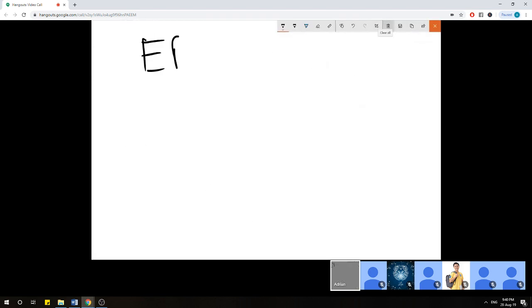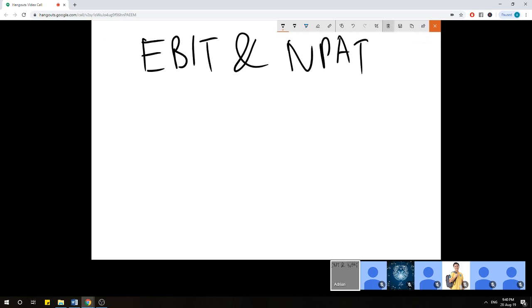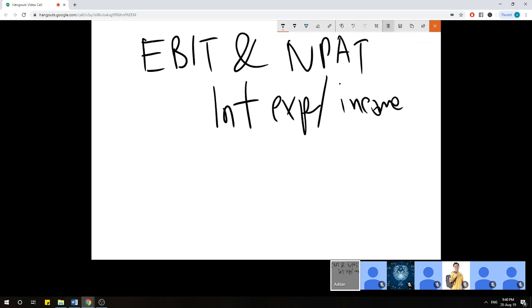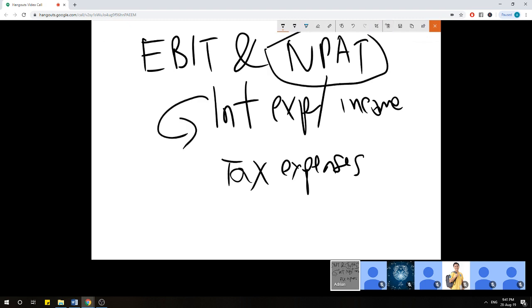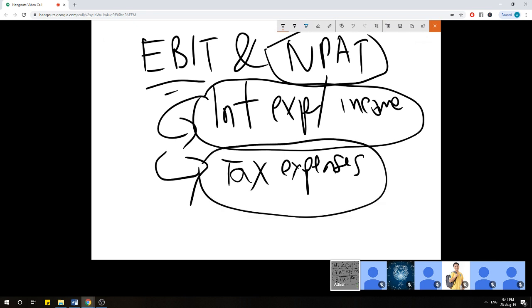Between EBIT and net profit margin, it only takes into consideration the interest expenses or income, and also the tax. So this is the difference between the EBIT and net profit margin. Net profit margin considers everything, the interest expenses and income. But why I look at EBIT instead of net profit margin is because these two things are not the core operating idea. These two things are not the internal impact of the operating items of the business.